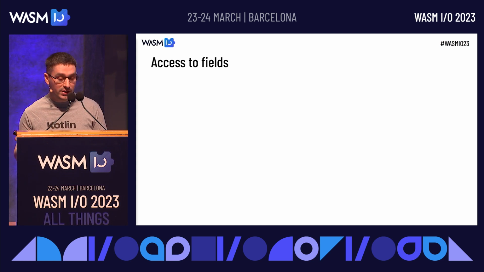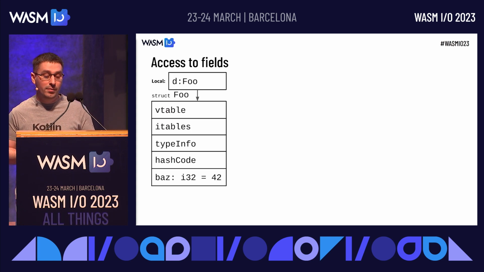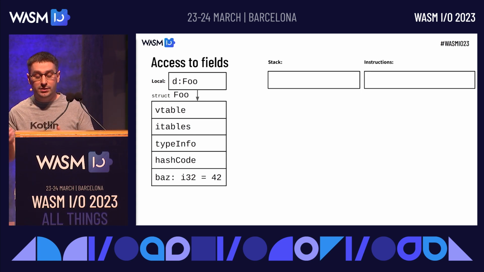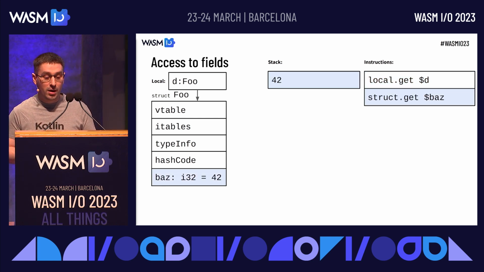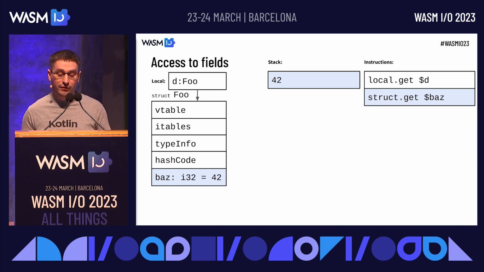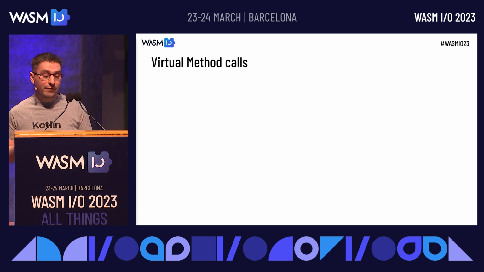OK, how do we access fields and call methods now? Accessing fields is simple. Say we have a local variable d referencing an instance of Foo. We have a stack for values and instructions to execute. First, we need to put the reference on the stack using the local.get instruction. And then we use struct.get to access the field. It takes the reference from the stack, reads the field, and puts the value on the stack. Easy.